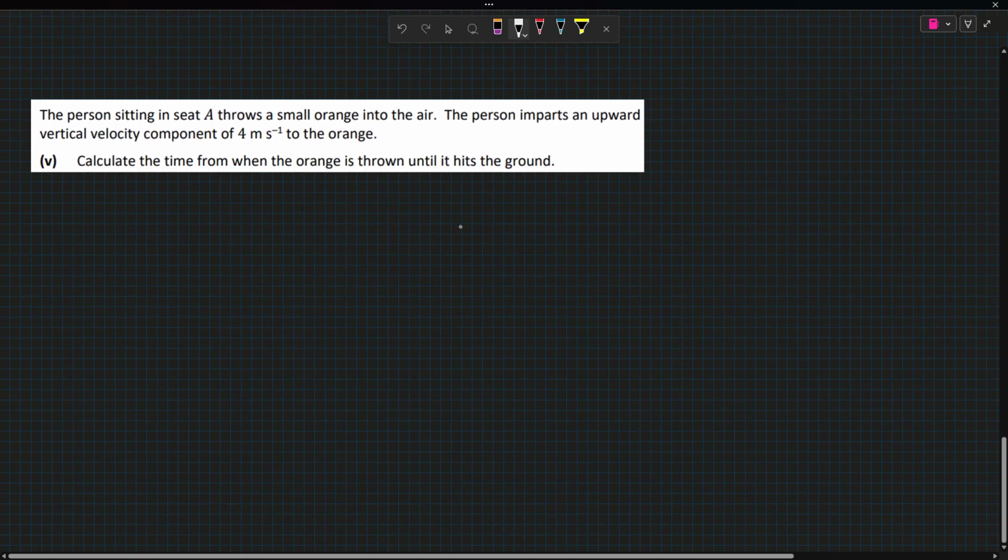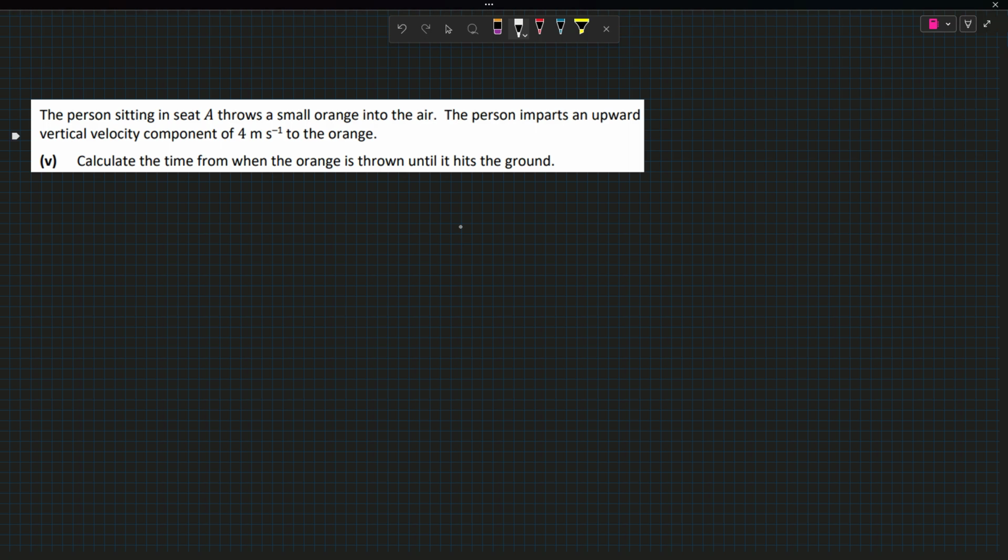Now, this is the suvat part of the question. A person sitting in seat A throws a small orange into the air for some reason. The person imparts a vertical velocity component of 4 meters per second to the orange. Calculate the time from the orange is thrown until it hits the ground. Okay, so we have to remember that we're actually 6 meters off the ground. So this is ground level.